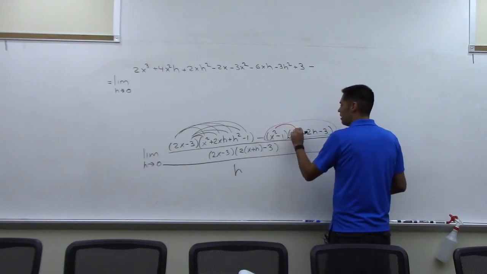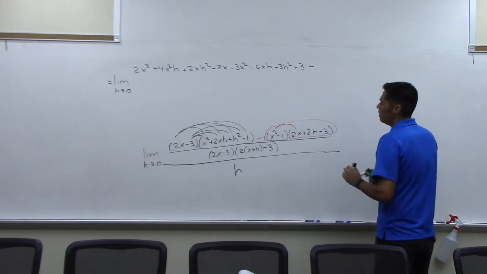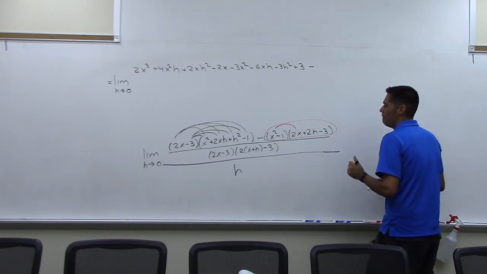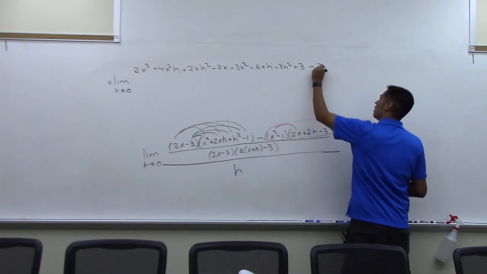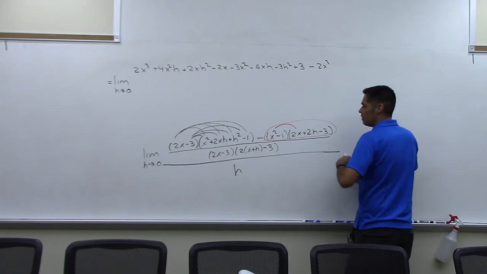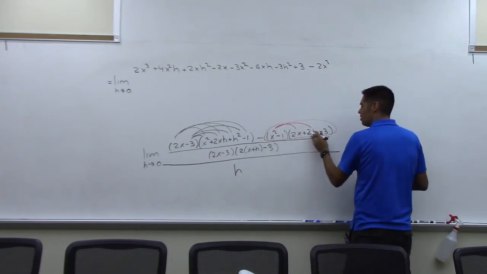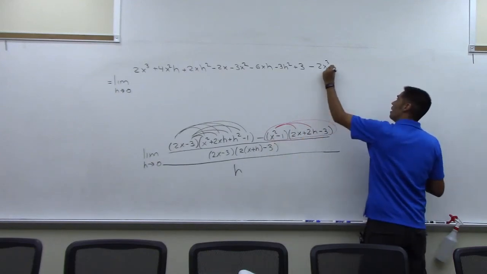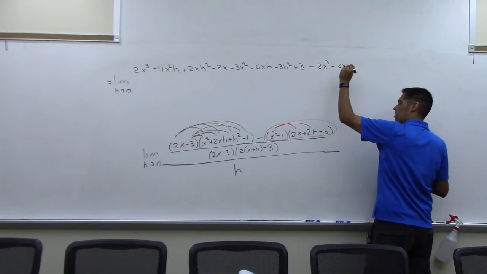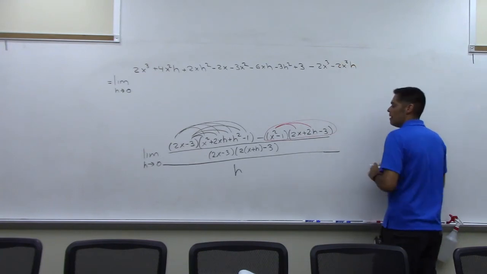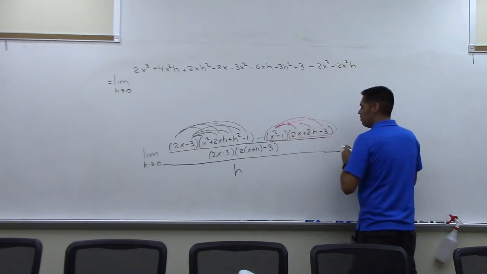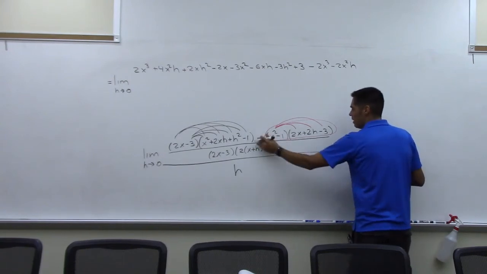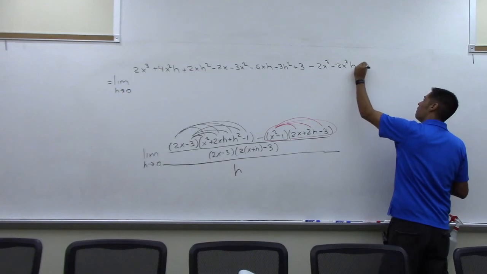So I'm going to go here to here first, which is going to be 2x cubed, but I'm going to subtract it. So minus 2x cubed. Then I'm going to do here to here, which is x squared times 2h, which is 2x squared h, but then I'm going to subtract it. So minus 2x squared h. Then here to here, which is x squared times -3, which is -3x squared, but then negative, so positive 3x squared.